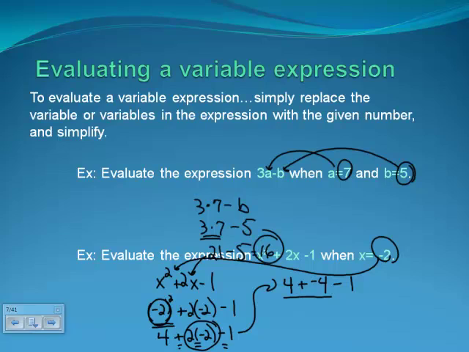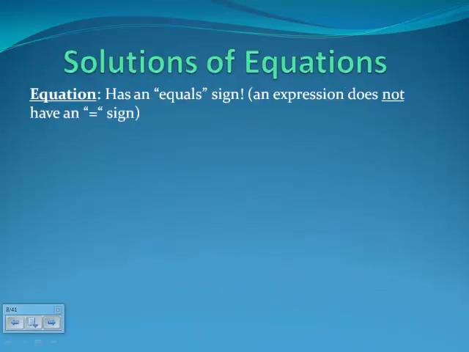Working left to right because addition and subtraction are equivalent. 4 plus negative 4 is 0. And 0 minus 1 gives us a final answer of negative 1. So to evaluate a variable expression, you simply plug the numbers in for the appropriate variables and use order of operations to simplify as far as you can go.